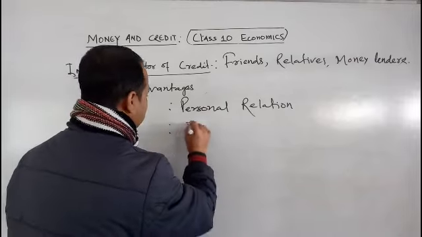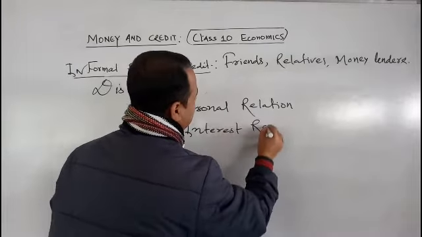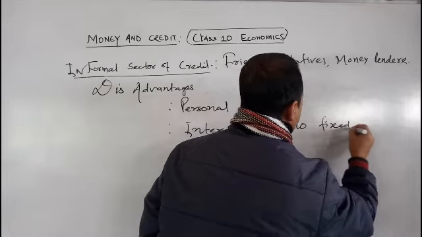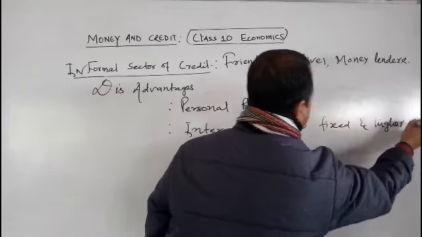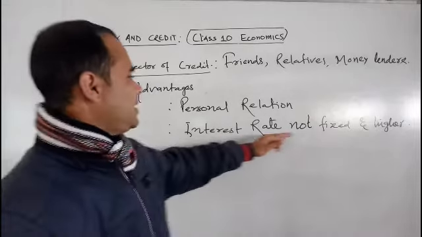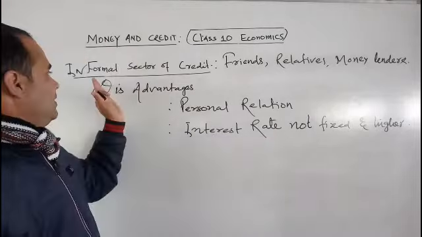Now, the interest rate is not fixed. Often the interest rate is not fixed and it is high. Suppose you want credit from personal informal sources of credit, then here the rate of interest will be high and not fixed. You see, the interest rate is not fixed and higher in the informal sector of credit.